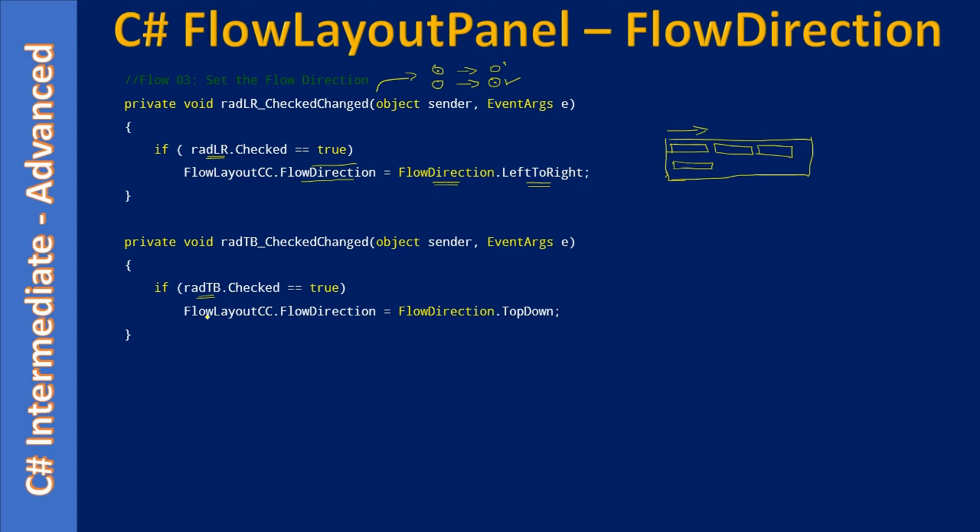Alright, so here if you see, we use the same property FlowDirection, but this time the user clicked the radio button top to bottom, so we use the FlowDirection enumeration, but here we use TopDown. Here we are using LeftToRight, and here we are using TopDown. If we use TopDown, the controls will be arranged in top to down fashion. It will be stacked like this, and when there is no room for the fourth control, it will come to the next column. Alright, now we will go to the demo.